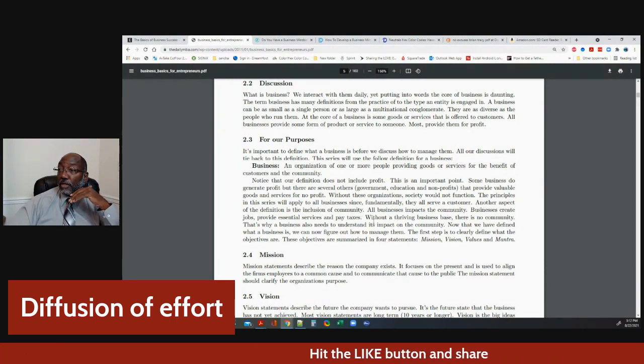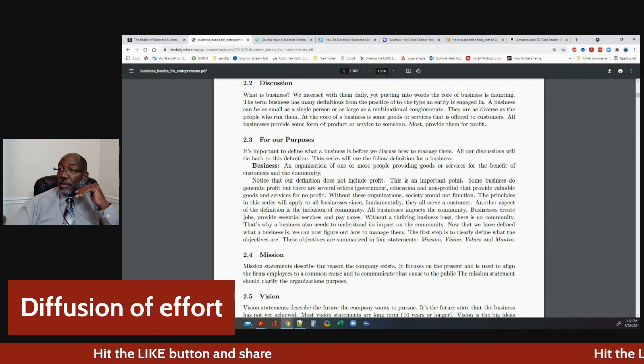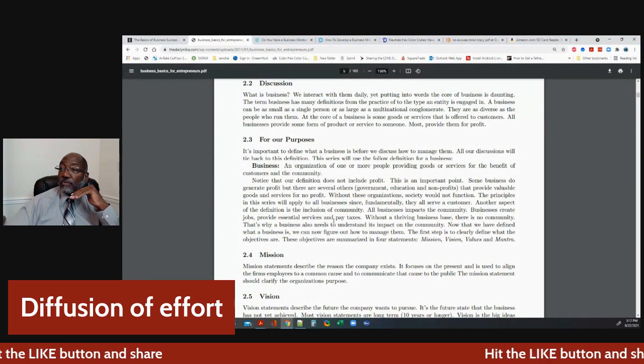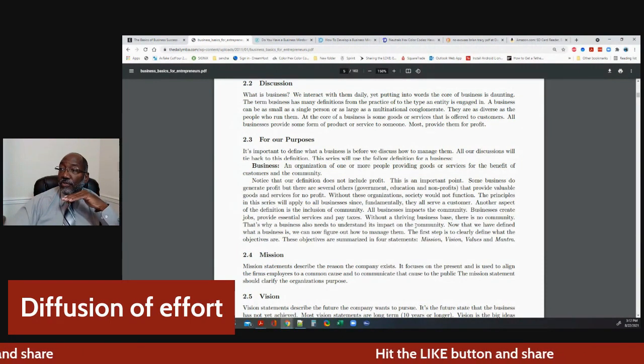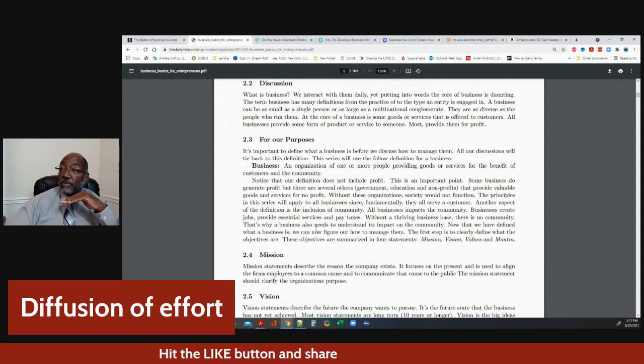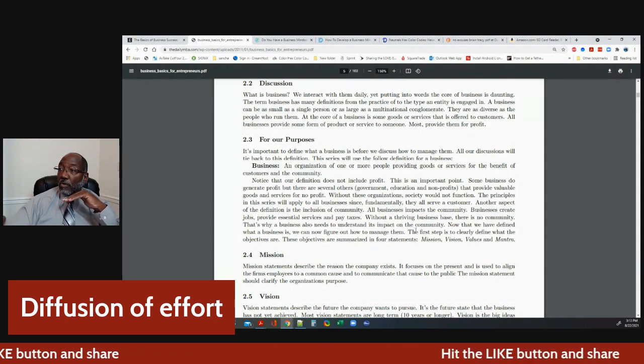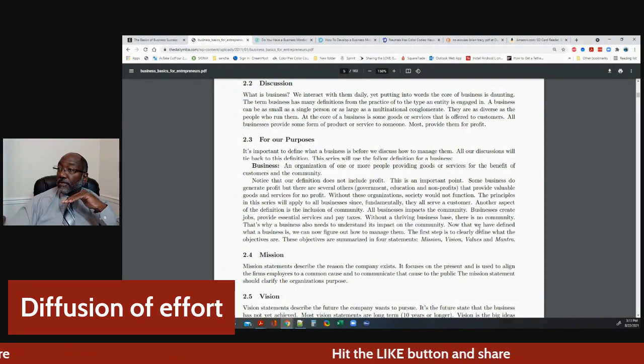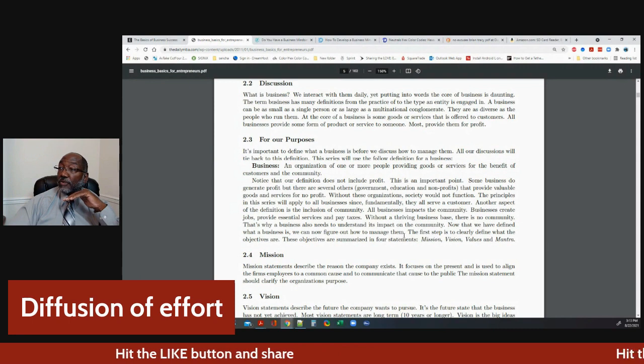Another aspect of the definitions, and this is the most important part for me, is the inclusion of community. All businesses impact the community. Businesses create jobs, provide essential services, and pay taxes. Without a thriving business base, there is no community. That is why a business also needs to understand its impact on the community. Now that we have defined what business is, we can figure out how to manage them.